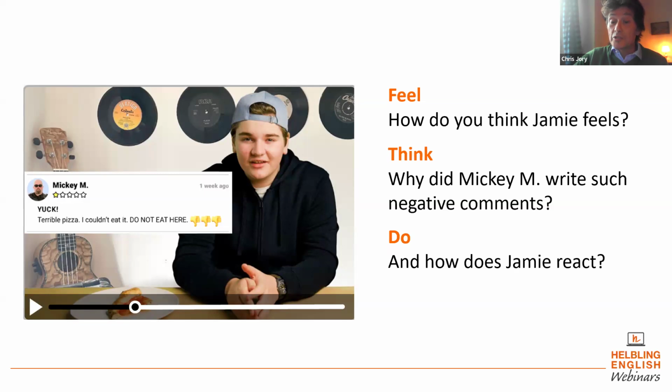And then actually, what does Jamie do? He does something intelligent. He goes and he has a look for other pizza places, and he finds that Mickey M has his own pizza restaurant, and therefore he is leaving bad reviews for the competition and leaving very positive reviews for himself. So in a nice, fun, accessible way, taking students through that process of feeling, thinking, doing, which they can then replicate for themselves when they encounter this kind of situation in real life.